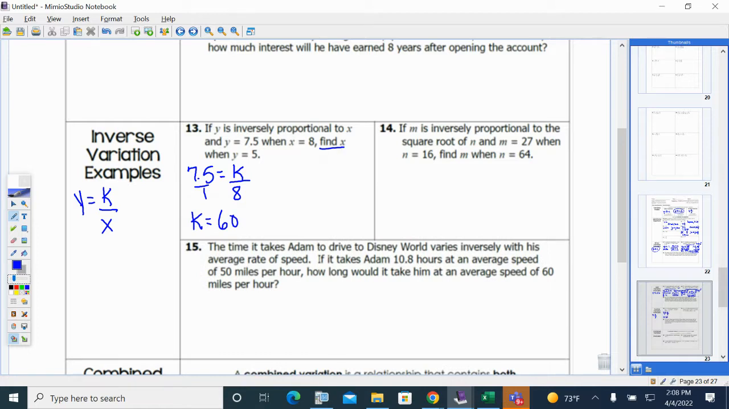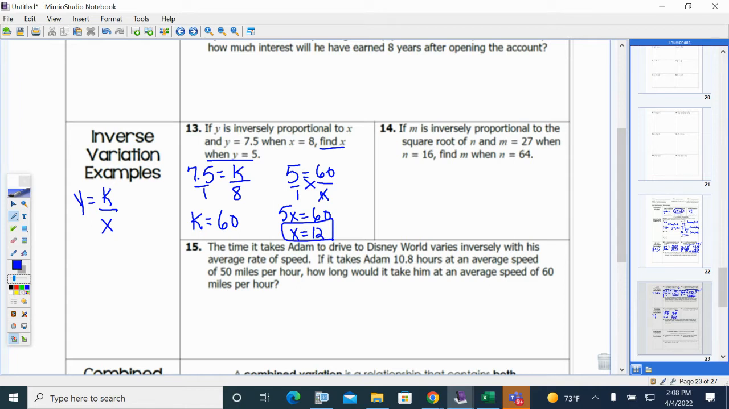Find X when Y is 5. So Y is 5 equals K, which is 60 over X. And using my cross products, 5x equals 60, divide by 5, x equals 12.